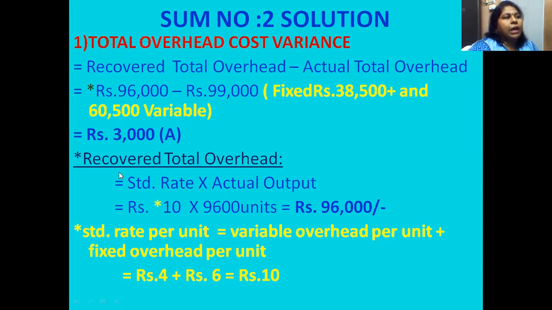So again repeating, calculate the recovered total overheads on the actual output. So what is the formula? Standard rate. How to calculate the standard rate? We have the variable as well as fixed, so combine these rates to calculate the standard rate: 10 rupees. Actual output was also given in the problem, 9,600. So 96,000. My point is, always calculate the recovered total, whether fixed or variable or the total overheads, on the actual output. That is the meaning of recovered overheads. And compare with the actual total overheads which is given in the problem. So this is all about the first calculation, the total overhead cost variance.